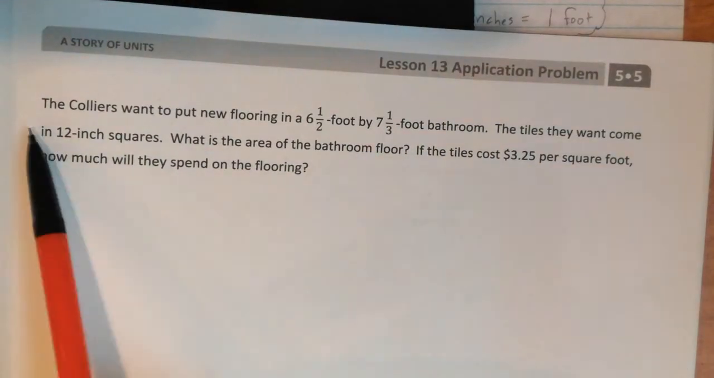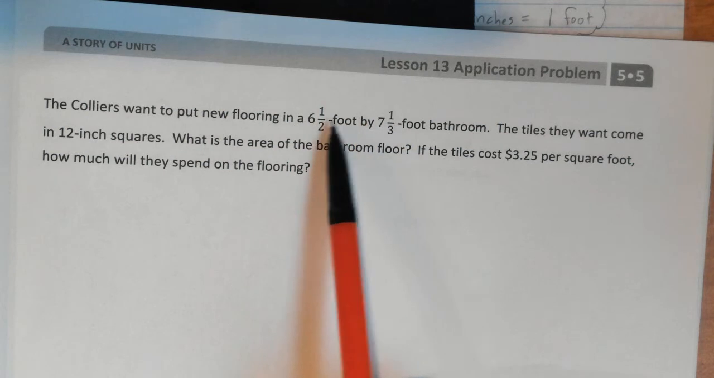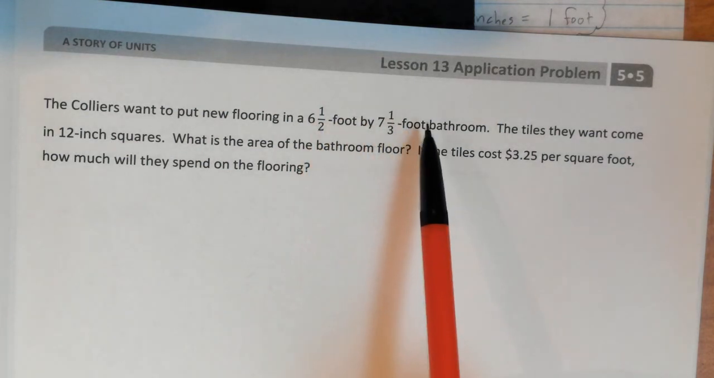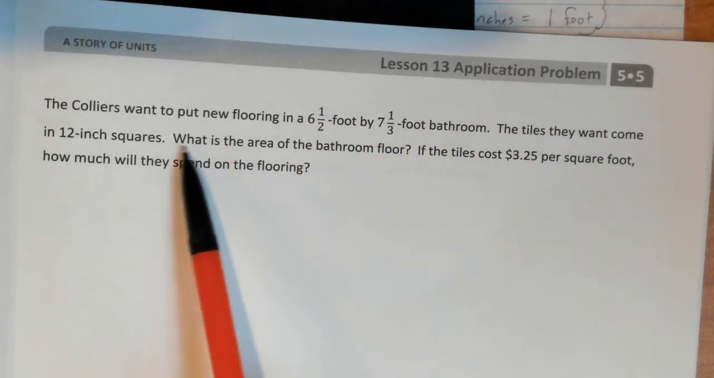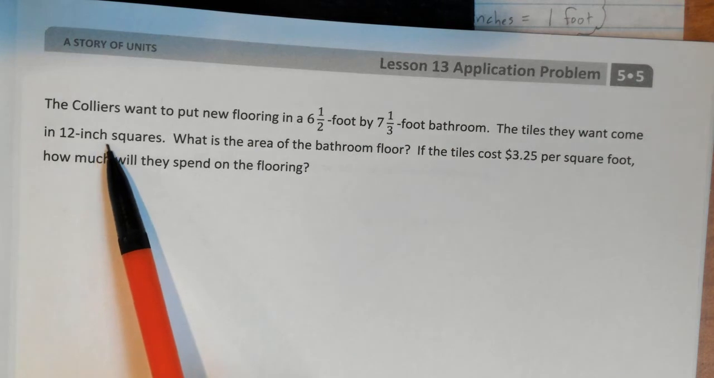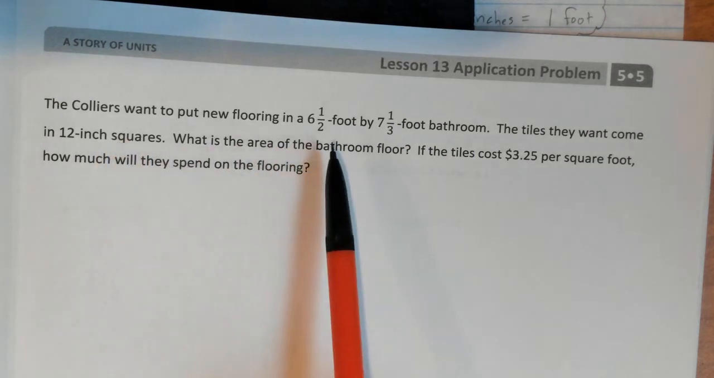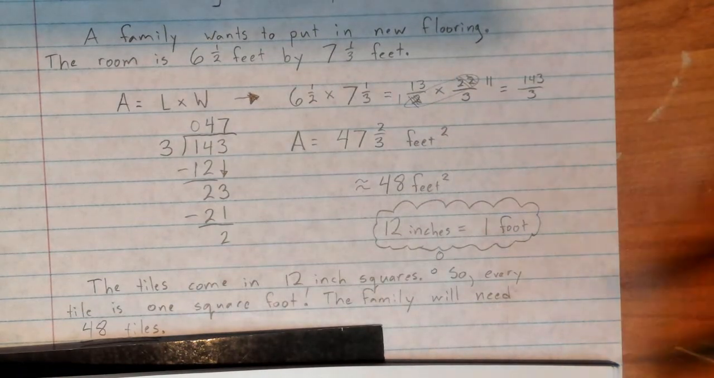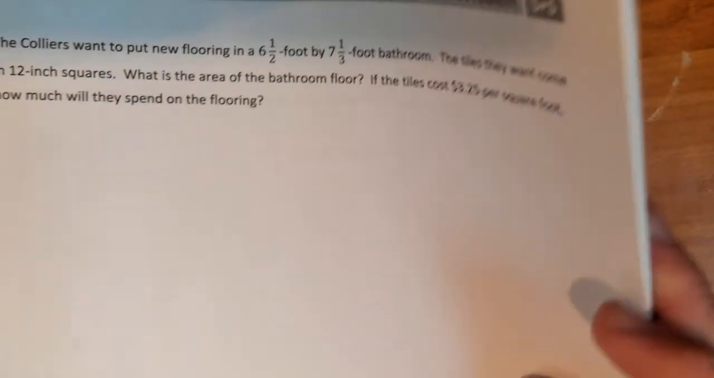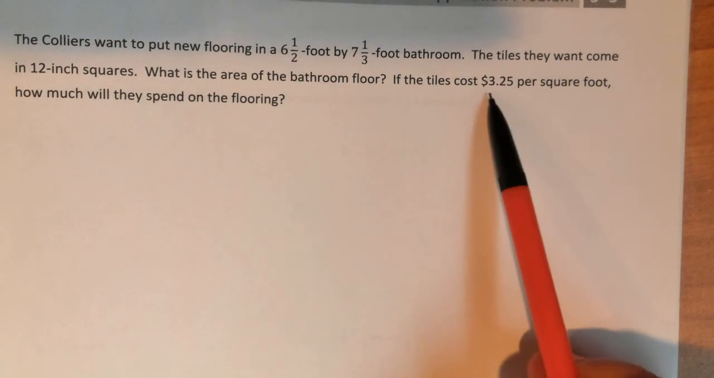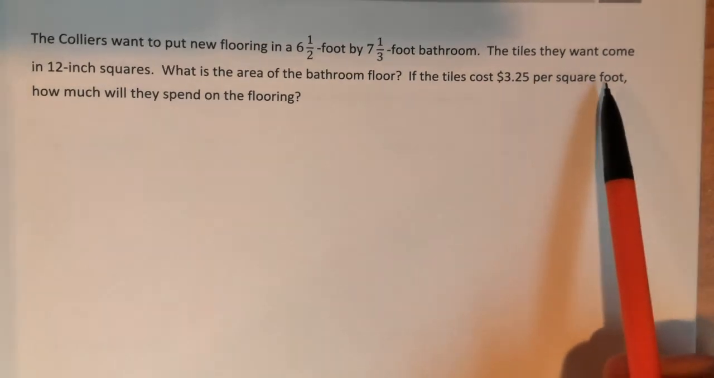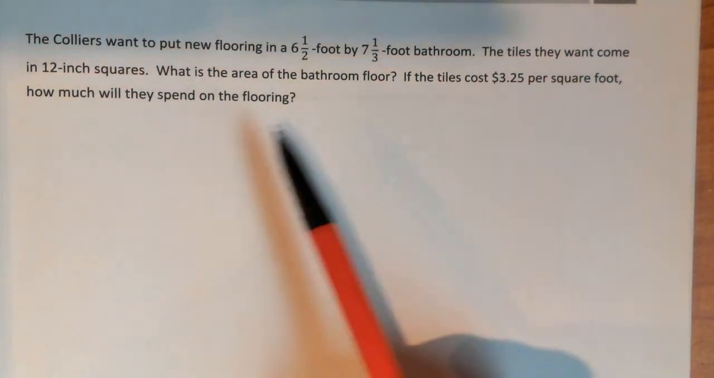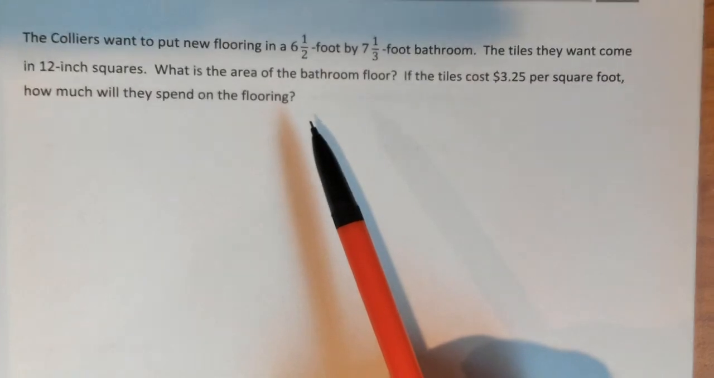Okay. The family wants to put in the flooring, 6.5 feet by 7 1/3 feet. The tiles they want come in 12-inch squares, 1 foot squares. What is the area of the bathroom? Well, we did that already. We did that first thing. But it then asks, if the tiles cost $3.25 per square foot, how much will they spend on the flooring?